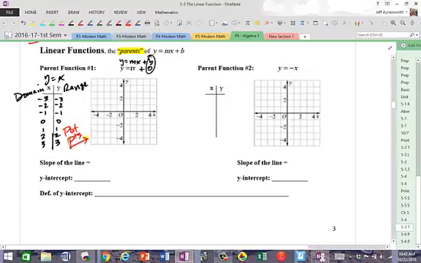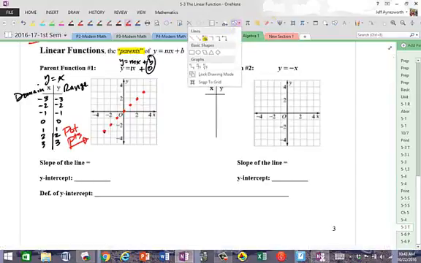Okay, so here we go. So, negative 3, negative 3. So left 3, down 3. Let me put this in red so we can see a little bit better. Left 2, down 2. That's negative 2 and negative 2. So you got to go left and down. Negative 1 is left and down. 0, 0 is your origin. 1, 1, right 1, up 1. Right 2, up 2. Right 3, up 3, and so on. You can see how the line's behaving right now. All right. This is what the first parent function looks like.